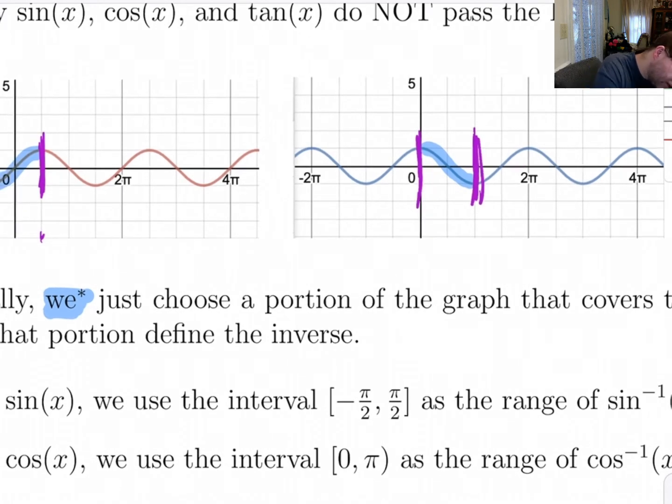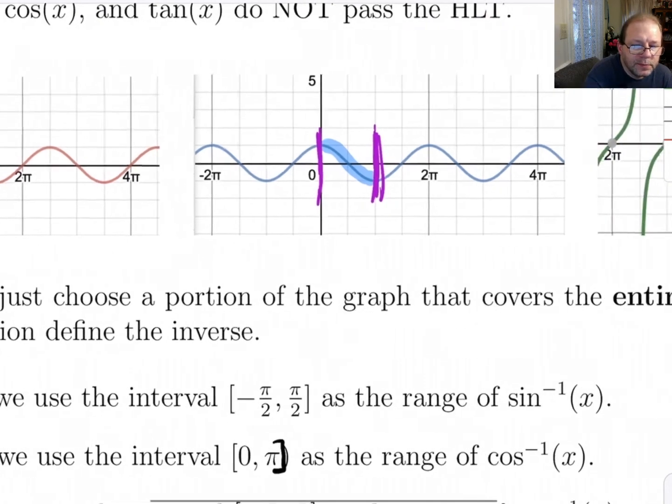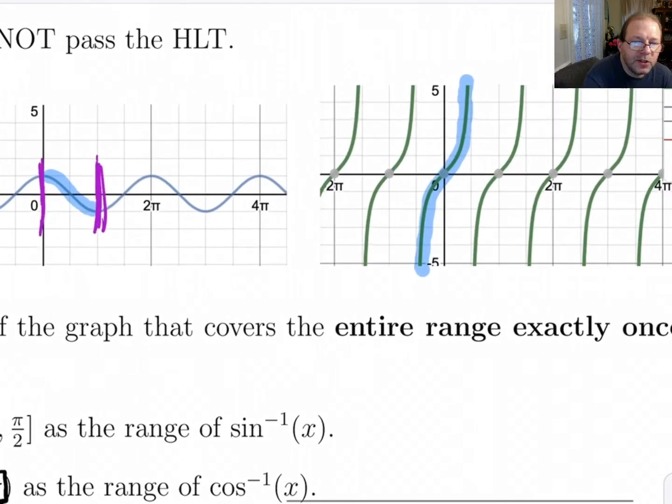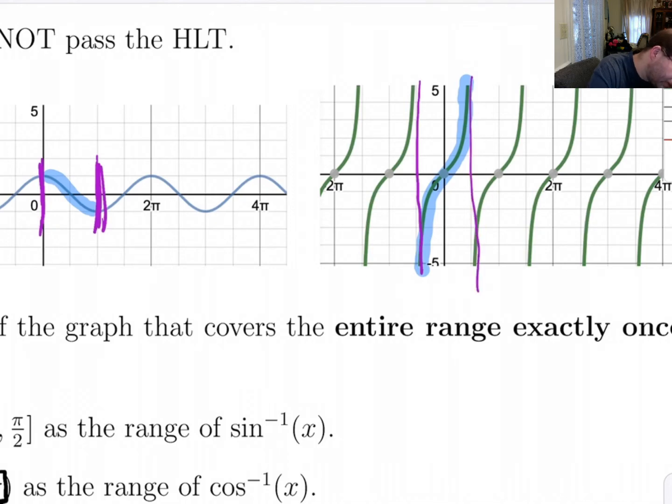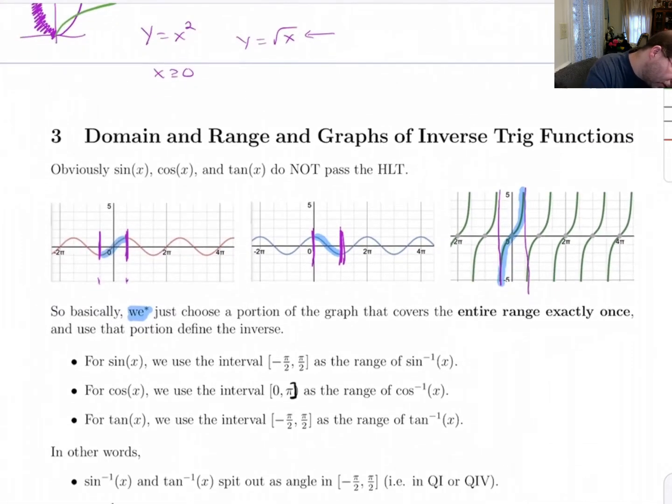Cosine, and that should actually be a closed bracket, not an open bracket. And then for tangent, we're again using -pi/2 to pi over 2. So essentially what this means is if you take the inverse trig function of a positive number, it's going to give you something from quadrant 1. Here, here, or here.